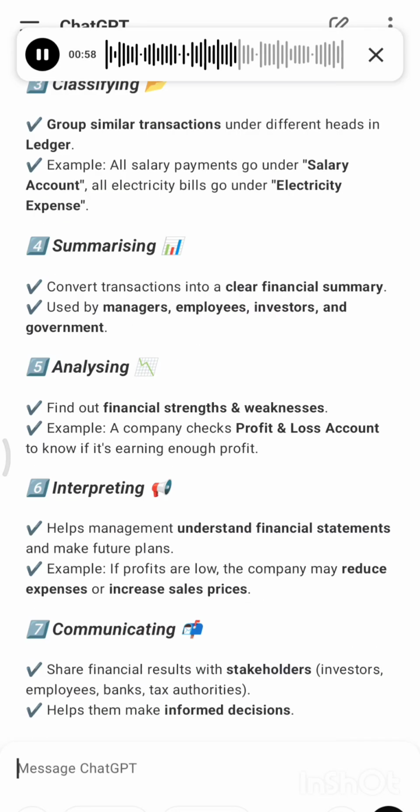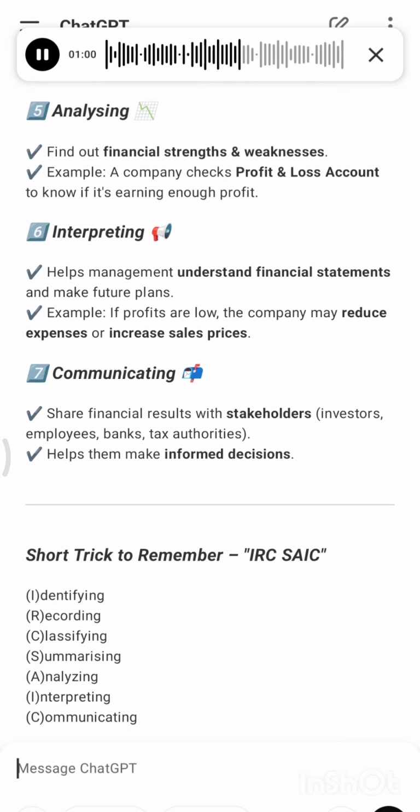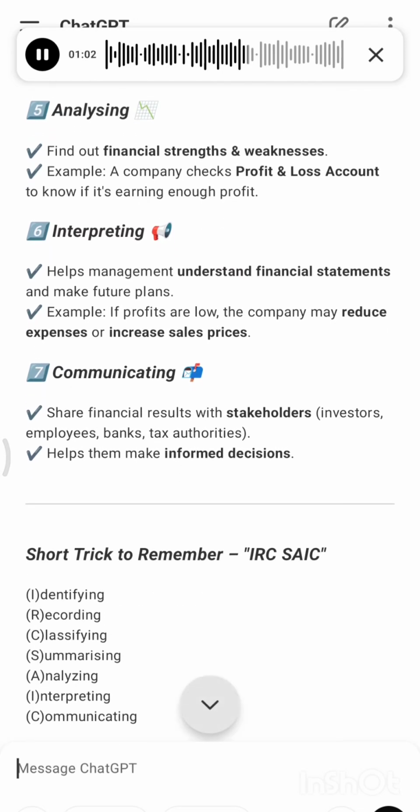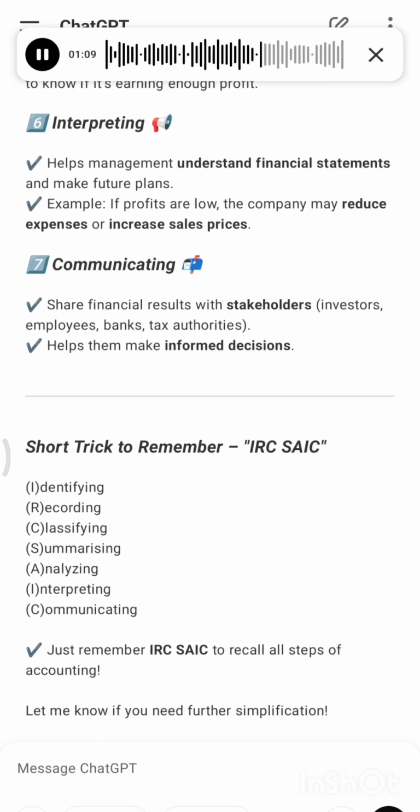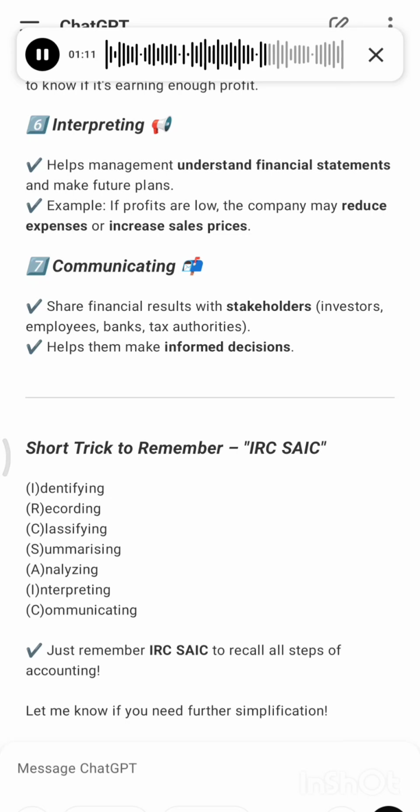Analyzing. Find out financial strengths and weaknesses. Example, a company checks the profit and loss account to know if it's earning enough profit. 6. Interpreting. Helps management understand financial statements and make future plans. Example, if profits are low, the company may reduce expenses or increase sales prices.